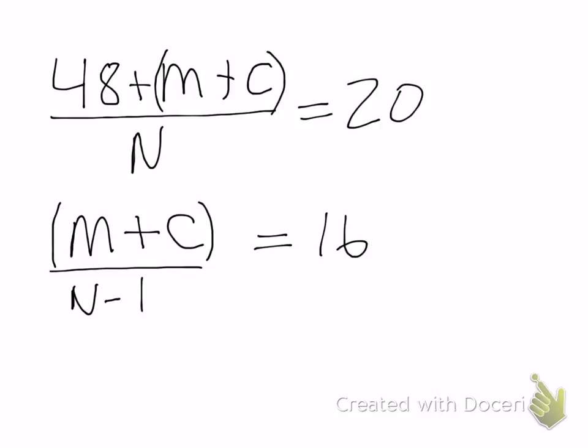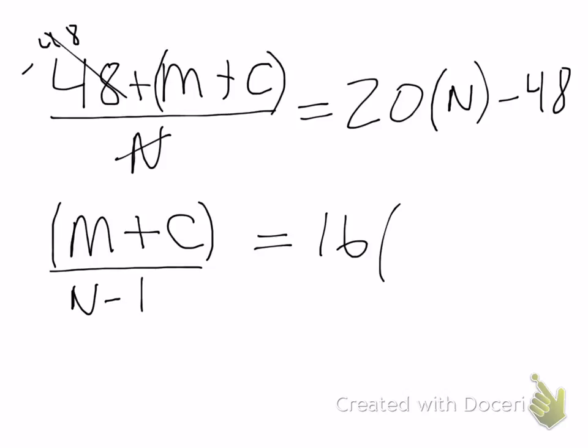So here what we're going to do is, in the first equation, we're going to multiply both sides by N. That'll cancel out the N. And then if we subtract 48, that'll remove the 48 from the left-hand side. So for that equation, we'll have M plus C equals 20N minus 48. Then for the second equation, we're going to multiply both sides by N minus 1. And that'll cancel out the N minus 1 in the denominator. So in each equation, we are left with M plus C equals something on the right-hand side.